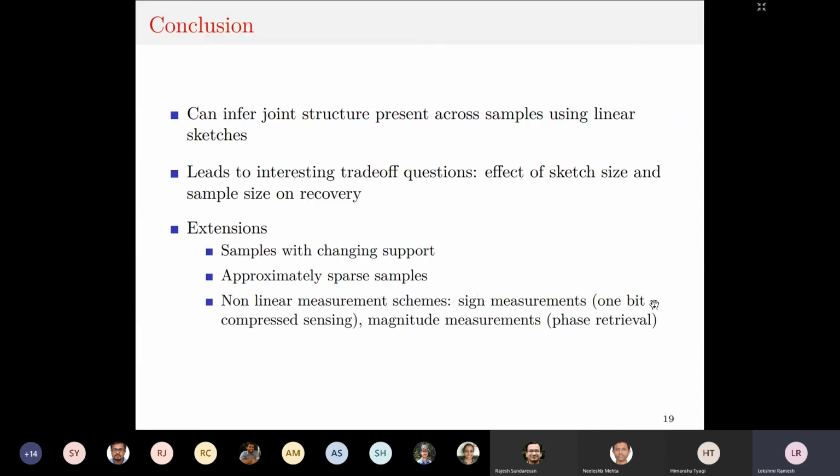Two of them which have been somewhat studied in the literature are measurements that just take the sign of the sketch vector, and using that, recover the original sparse vector. Another, complementary approach is to look at the case where you only have magnitude measurements, so all the sign information is lost, and using that you would like to recover the true x vector.